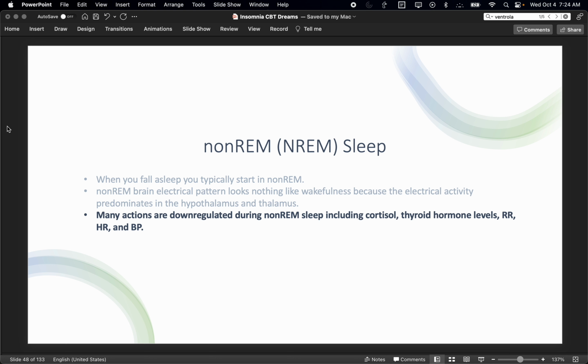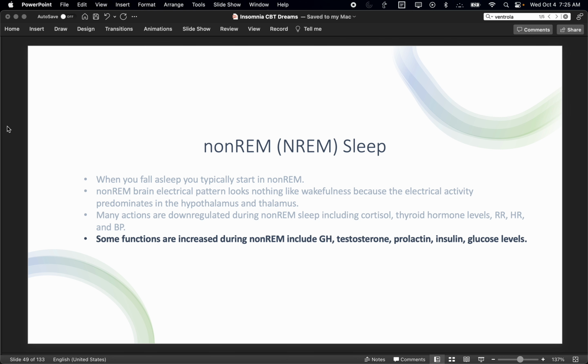Many actions are downregulated during non-REM, including cortisol, thyroid hormone, respiratory rate, heart rate, blood pressure. Don't memorize any of those. Just know that a lot of aspects of physiology are actually changed during REM and non-REM. Some functions are also increased. Here's a bunch of items. So things like prolactin, insulin, testosterone, growth hormone, right?